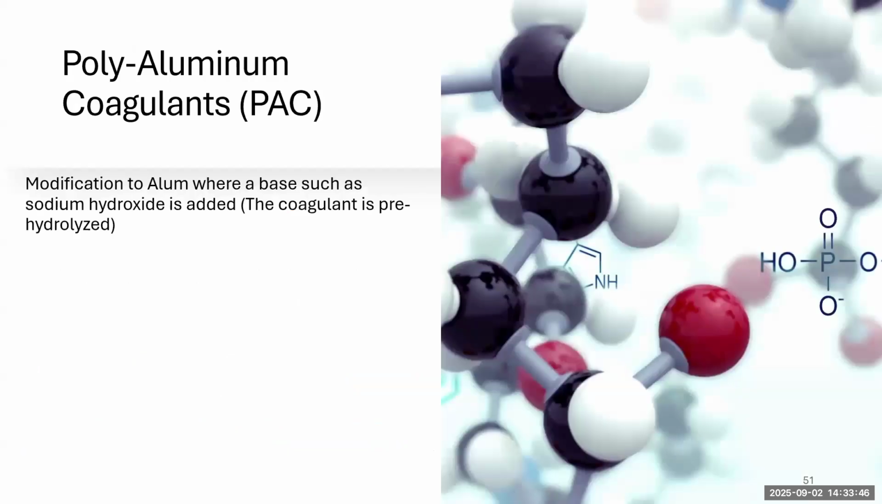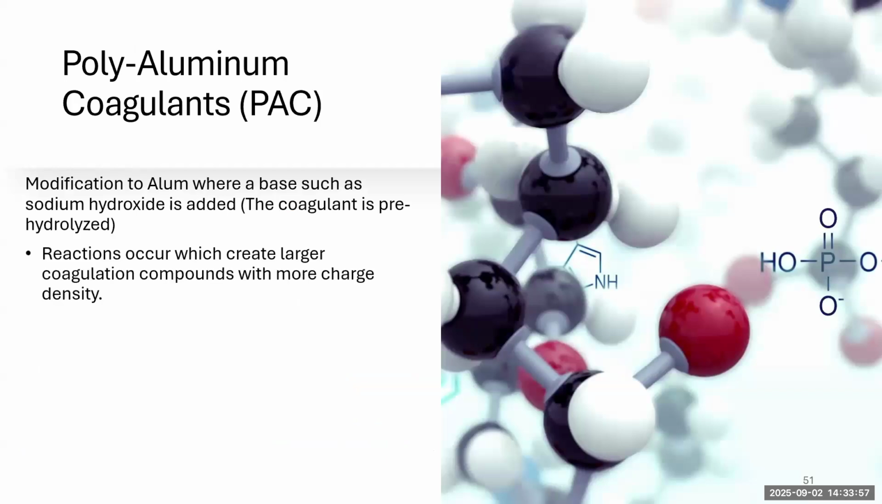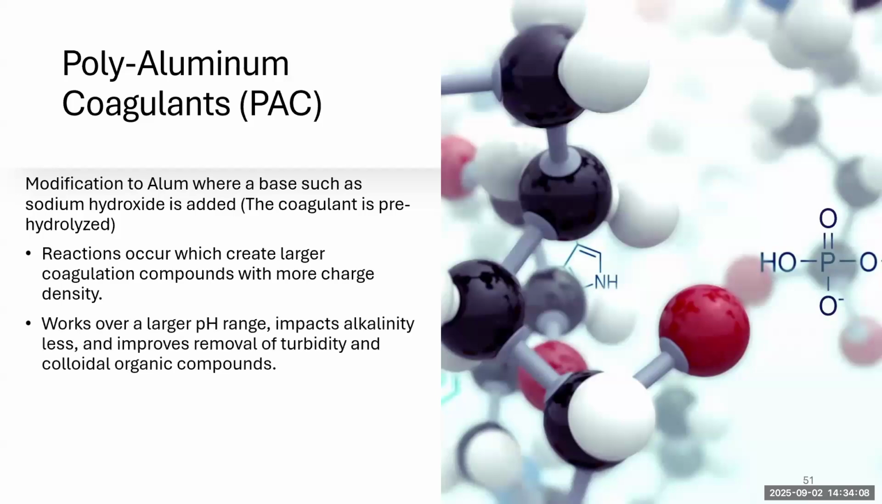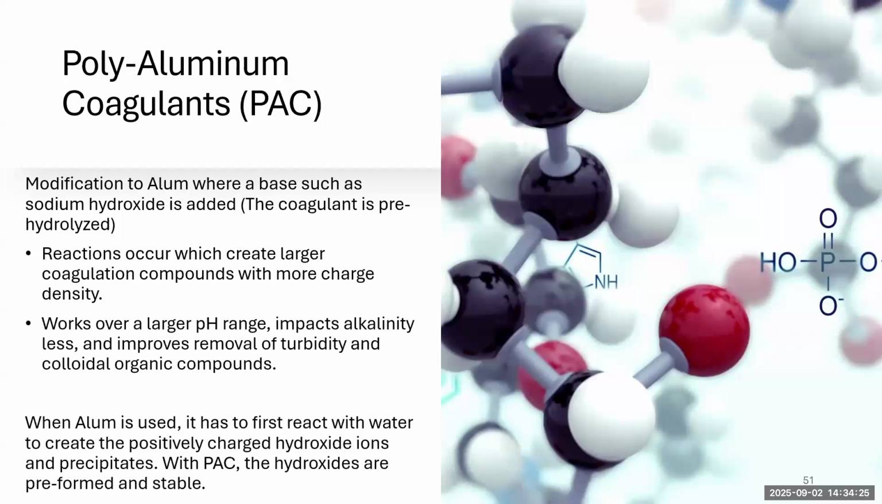The PAC, polyaluminum coagulant, we mentioned before. It's a modification to alum where we add sodium hydroxide. It's a base, and that creates the hydroxides prior to dosing it. So it's basically creating these hydroxides all ready to interact with particles in the water. And it works over a larger pH range than alum by itself, impacts alkalinity less because you're already adding the alkalinity before you even dose it, and it can improve the removal of turbidity and colloids as well.